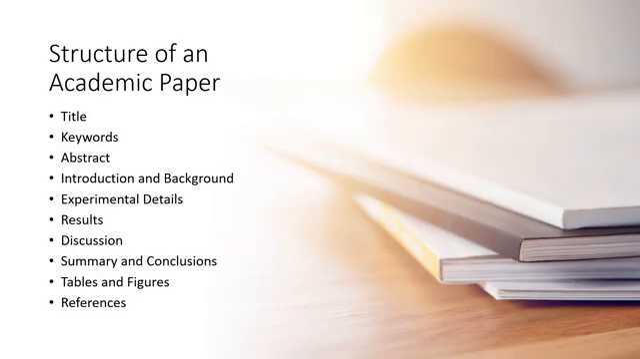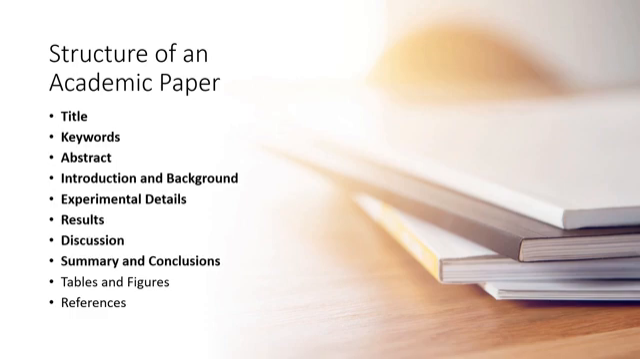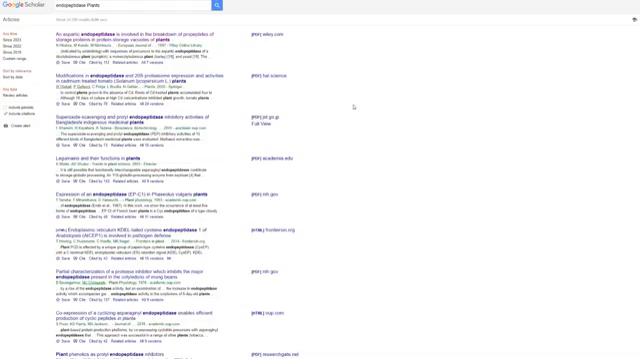Most papers follow a structure that includes a title, a list of keywords, an abstract, introductory information or background on the paper, the experimental section, the results obtained, a discussion of the results, and a summary with conclusions drawn from the experiment. Tables and figures with captions will be placed throughout the paper, and a list of references corresponding to the articles referenced by the author will be footnoted and placed at the end.